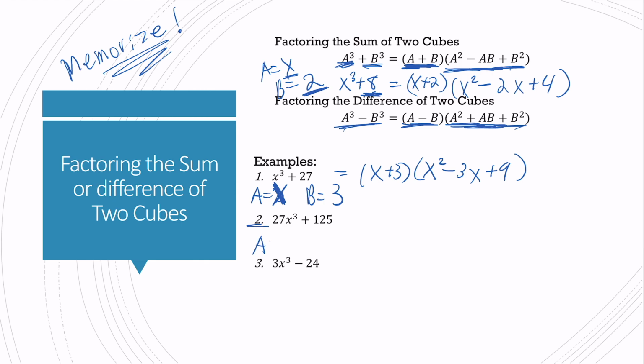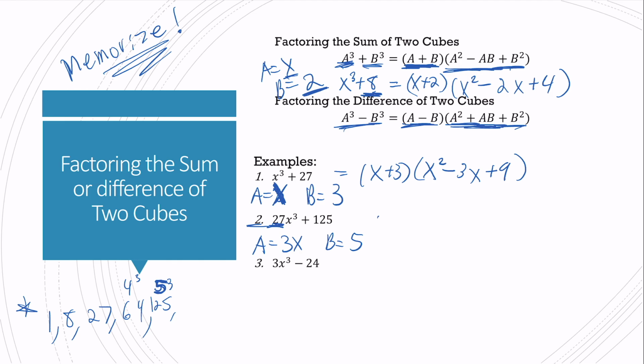For problem 2, we're still taking a sum. My a is going to have an x in it, but it's also going to have a 3. And my b is going to be 5. It's good to know the first few perfect cubes. So that's going to be 1, 8, 27, 64. That's 4 cubed. And 5 cubed is 125. So those are the first few really good ones to know, just off the top of your head.